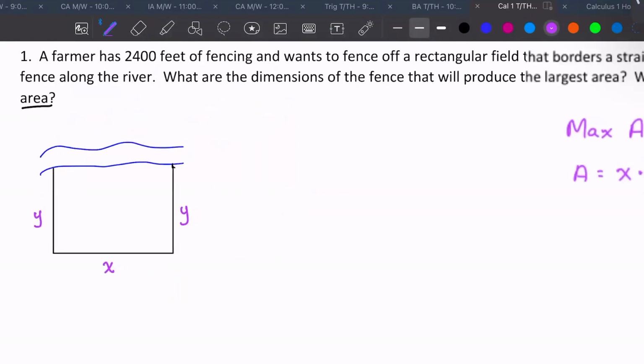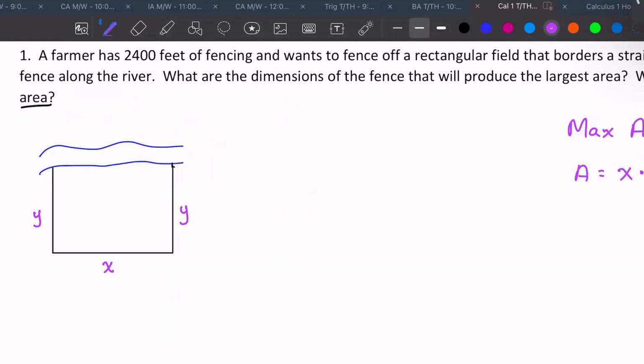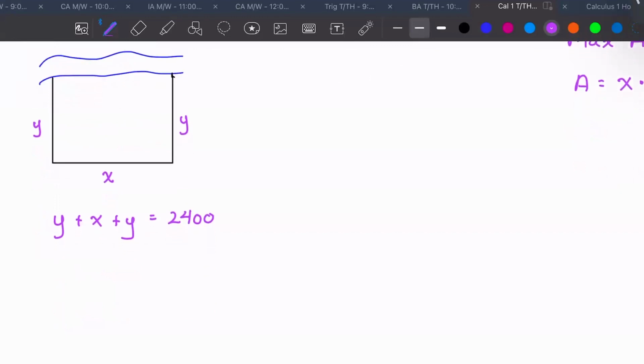We also know that we only have 2,400 feet to work with, right? So our picture would be Y plus X plus Y has to equal 2,400 for sure, okay? We can simplify that and say 2Y plus X is going to equal 2,400. The easiest variable to solve for would be X, right? You can solve for Y if you want, but I would suggest working smarter and not harder, right?